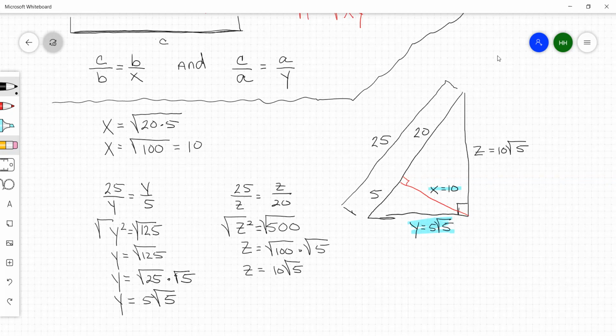A lot of information packed into a small section of the textbook, but very, very important stuff. All right, so does anybody have any questions about finding the geometric mean of two numbers, finding the length of an altitude, or finding the length of a leg of a right triangle? Yes, sir.